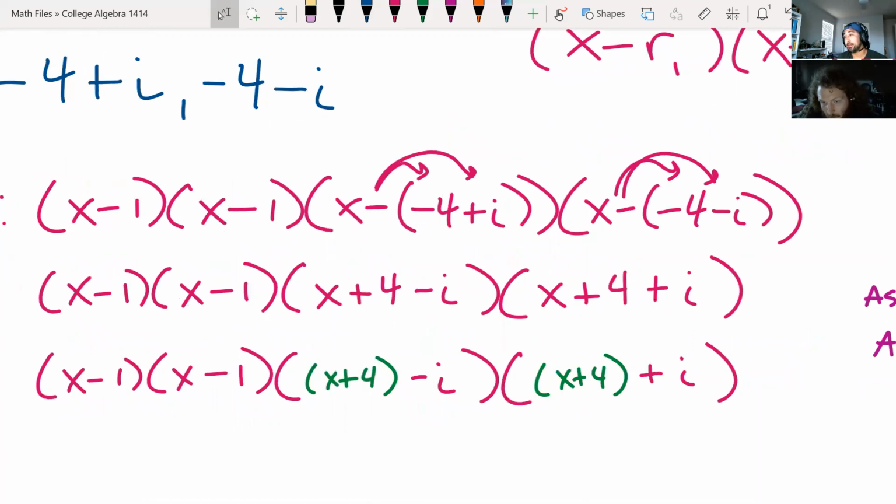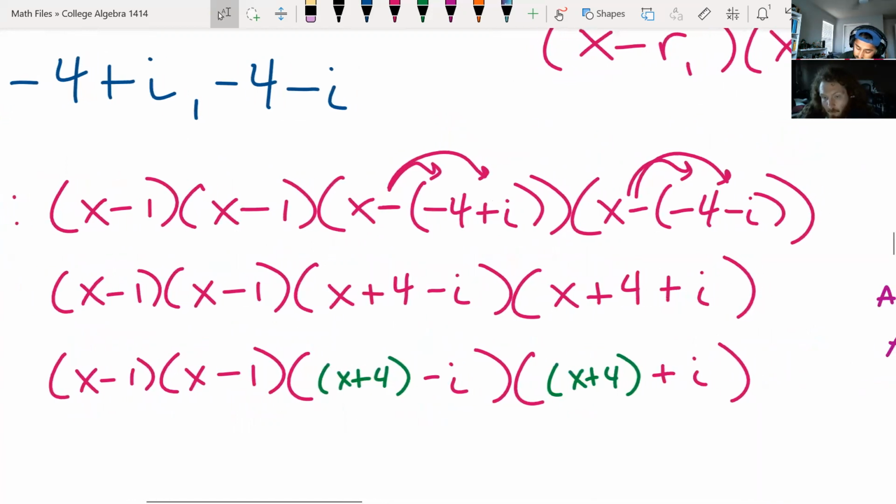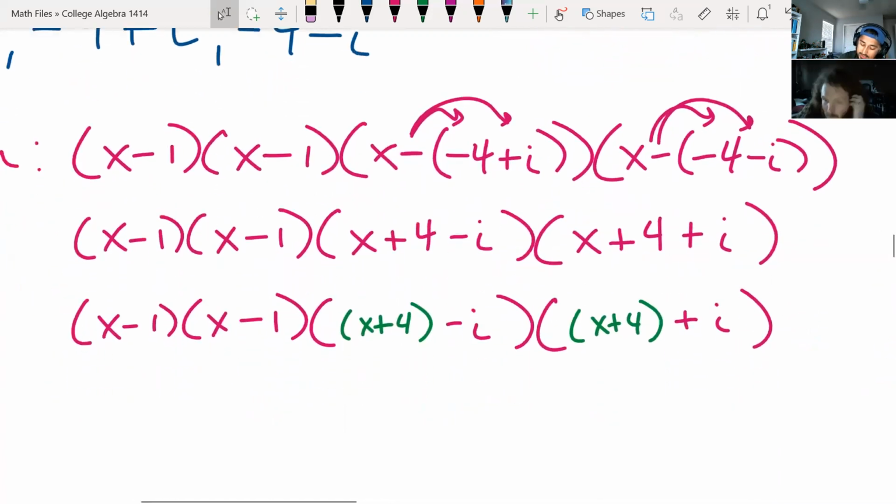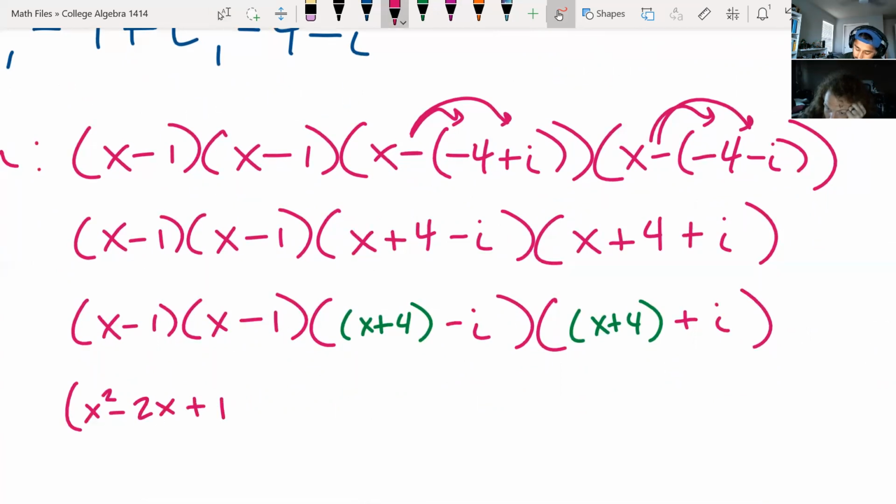Okay. So now everything's nice and neat. So now we're going to distribute everything. I'll start with the left side, the x minus 1s. Those are easy. If I distribute these or FOIL these, I'll get x squared minus 2x plus 1. Okay. And now I'm going to put a bracket here just to be neat. And now we're going to do this FOIL process.